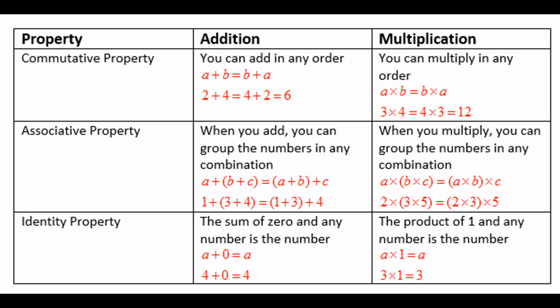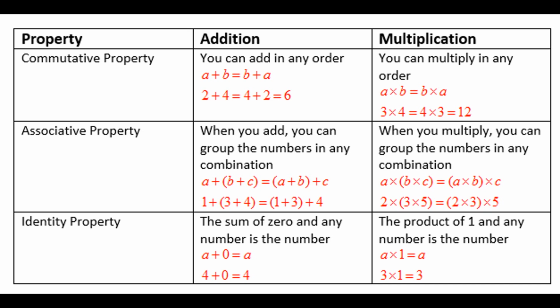Then for the associative property, when you add, you can group the numbers in any combination. Like we have 1 + (3 + 4), it doesn't matter which of these numbers you put in the bracket or take out of the bracket, you will arrive at the very same answer. For multiplication, you have (2 × 3) × 5, and you will get the same answer as 2 × (3 × 5). So it doesn't matter if the 2 is in the bracket or the 5 is in the bracket, you will arrive at the same answer.